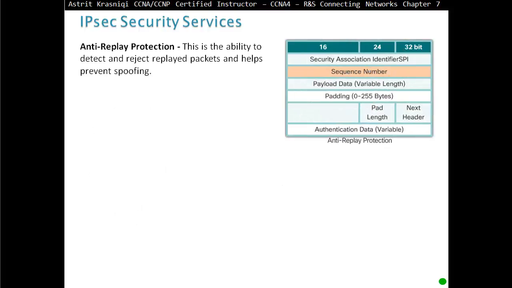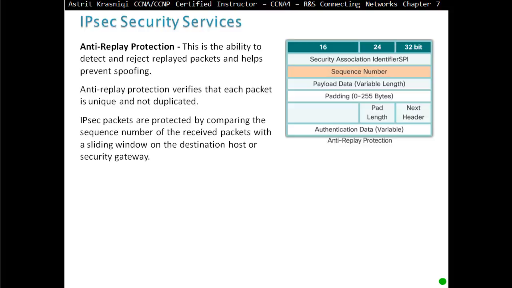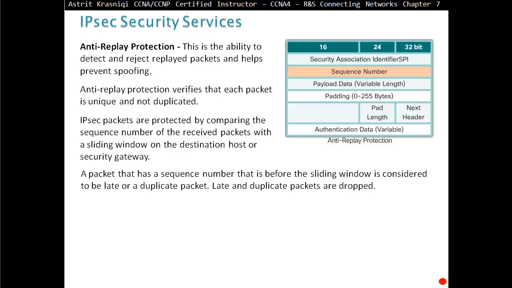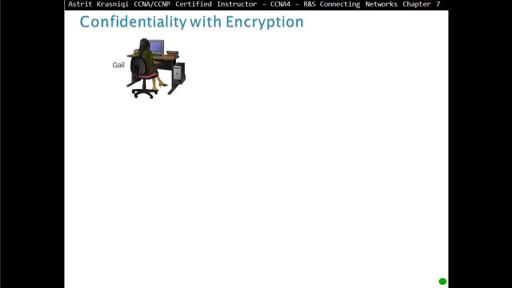Anti-replay protection. This is the ability to detect and reject replayed packets and helps prevent spoofing. Anti-replay protection verifies that each packet is unique and not duplicated. IPsec packets are protected by comparing the sequence numbers of the received packet with the sliding window of the destination host or security gateway. A packet that has a sequence number that is before the sliding window is considered to be late or duplicate. Late and duplicate packets are dropped.